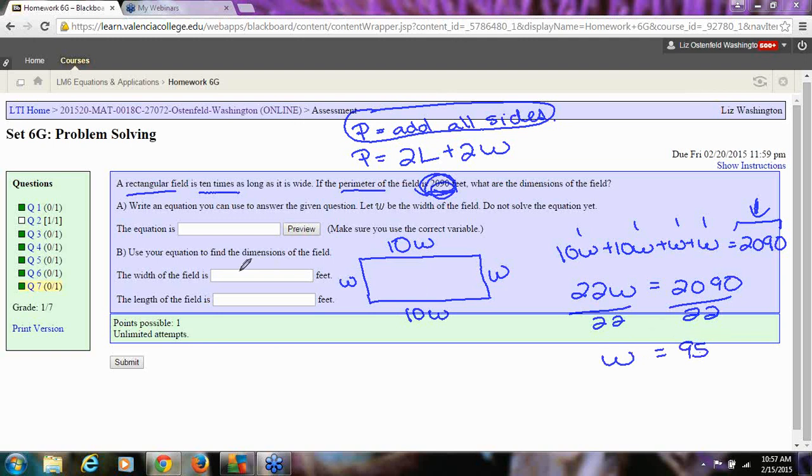Now here it's asking me first to type in the equation. So what I would type in would be 22W equals 2090, and I'll go type that in to make sure it accepts that.